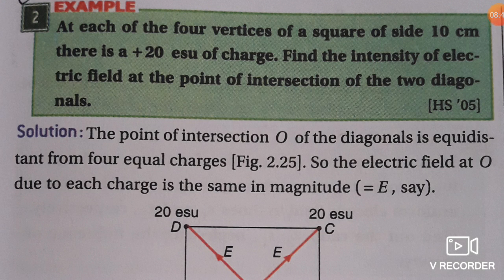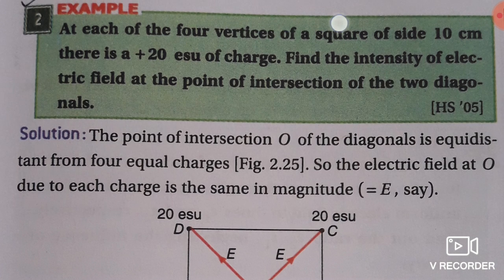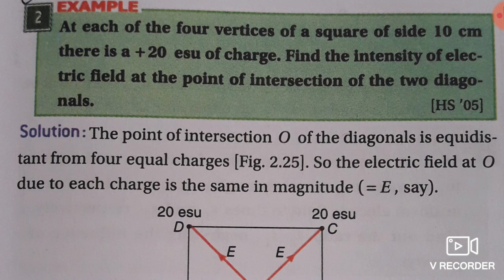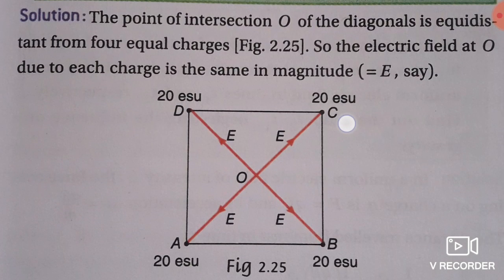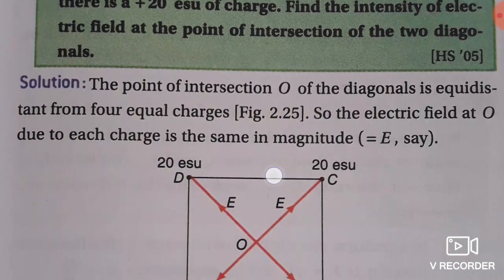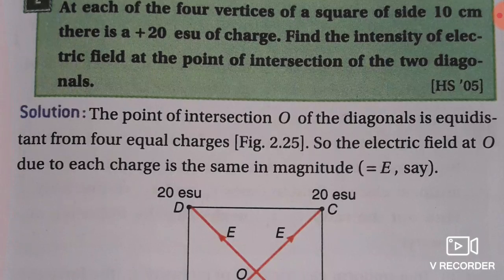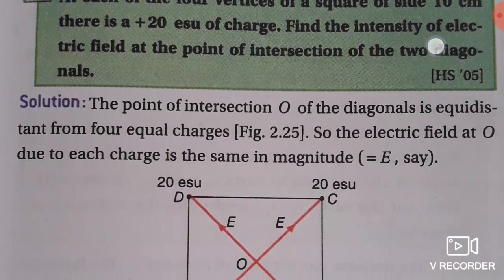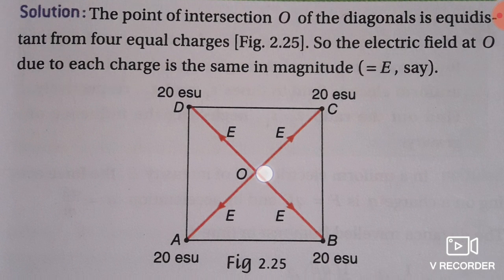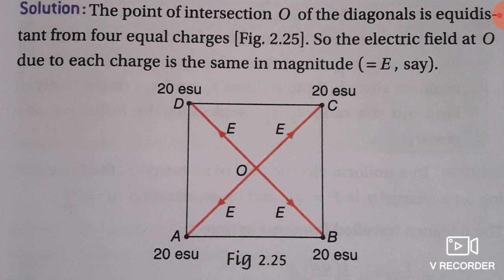At each of the four vertices of a square of side 10 centimeter, there is a 20 ESU charge. So this is the picture. 20 ESU charges are there at the corners of a square, and the side of the square is 10 centimeter. Find the intensity of the electric field at the point of intersection of the two diagonals. So we have to find the electric field intensity at this point O.